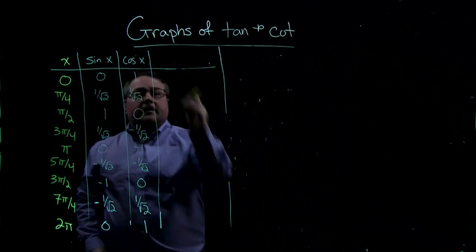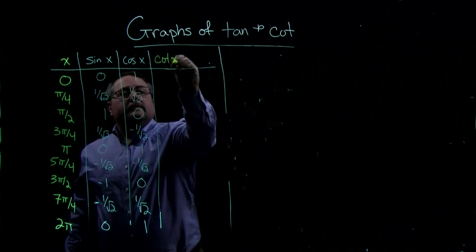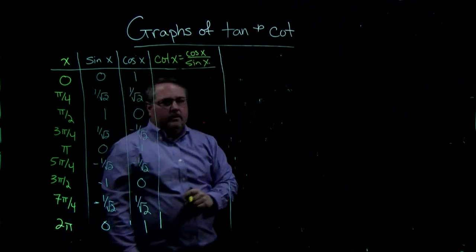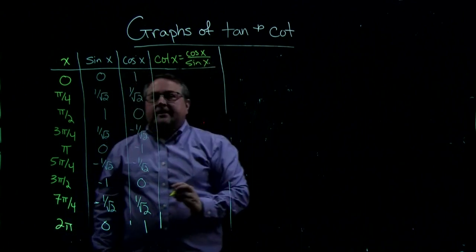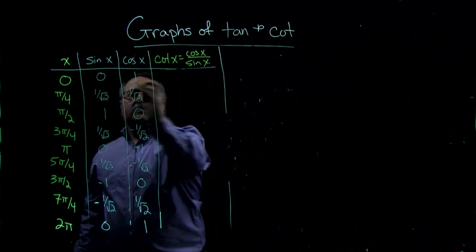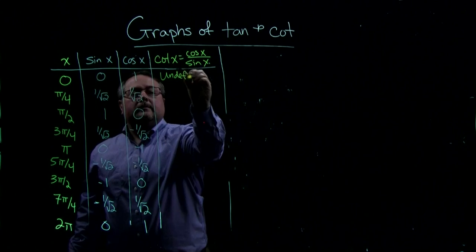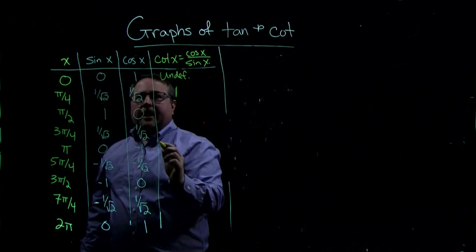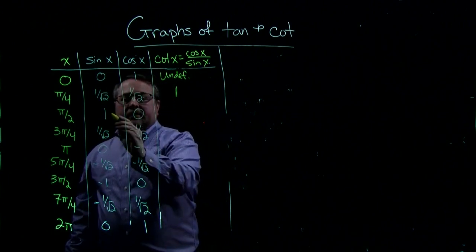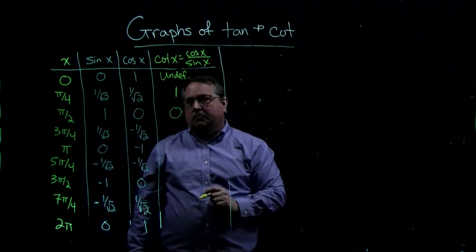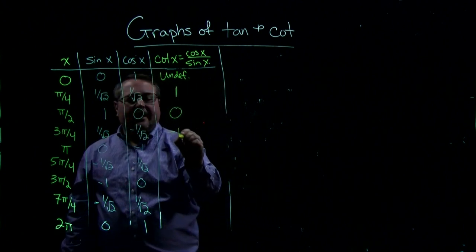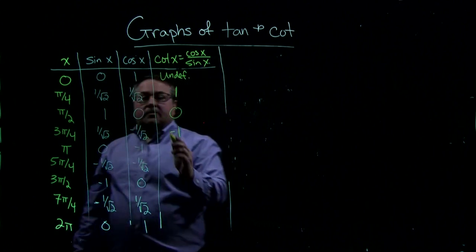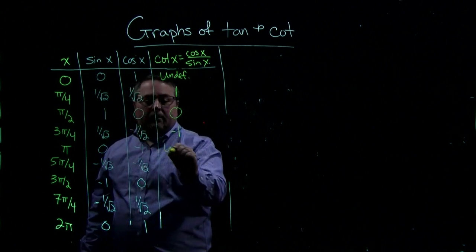So now we're going to look at the cotangent of x. Remember that's cosine over sine. When x is equal to 0, cotangent will be 1 over 0, which is undefined. When x is pi over 4, cotangent will be 1. When x is pi over 2, cotangent will be 0 over 1, which is 0. When x is 3 pi over 4, cotangent is negative 1: negative 1 over root 2 divided by 1 over root 2. When x is pi, cotangent is negative 1 over 0, which is undefined.